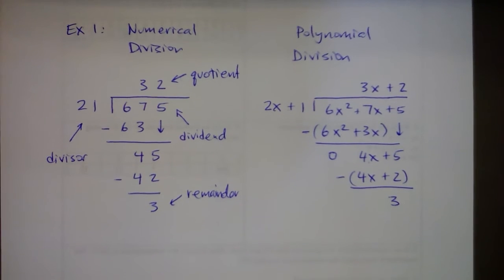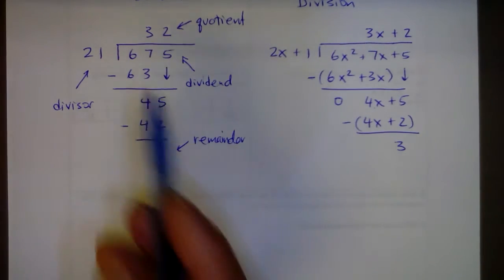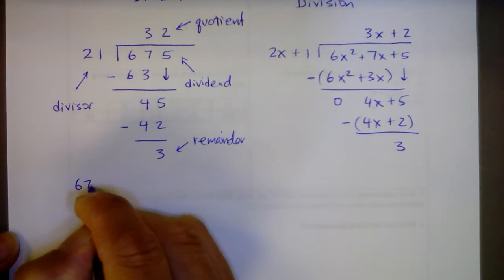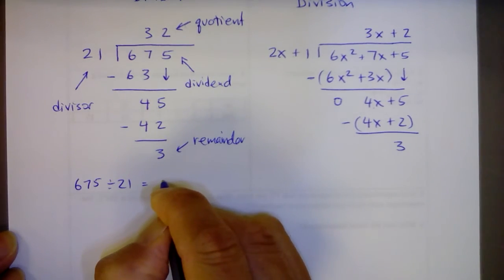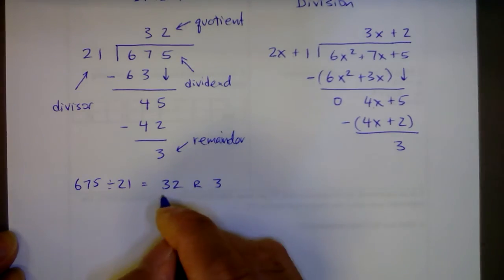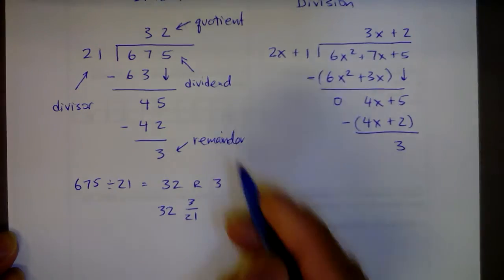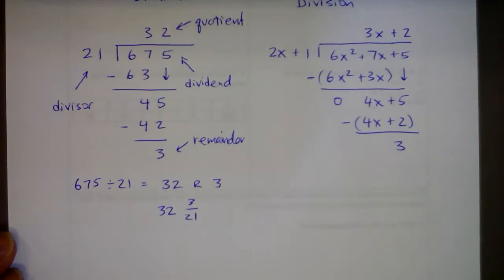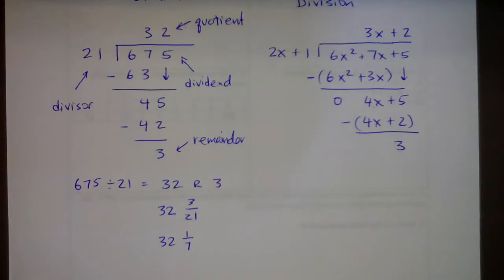So before we leave this example, I want to highlight one other thing. If we say that 675 was divided by 21 in a different way, the answer we can say is 32 with a remainder of 3. But a better way of writing this is that it's really 32 and 3/21st, because the 3 still has to be divided by 21. So 32 and 3/21st, or reduced to 32 and 1/7, would be the final answer to this division problem.